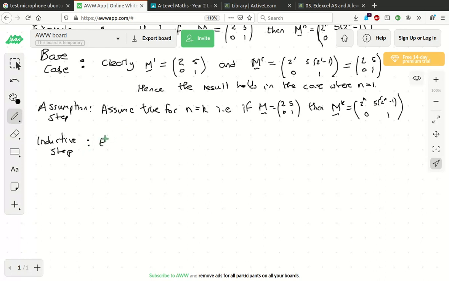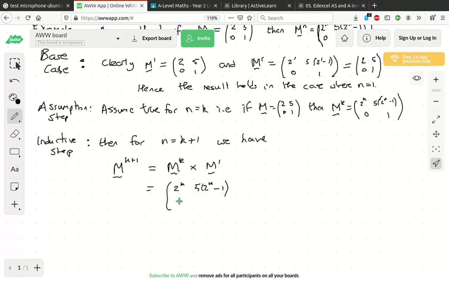Then for n equals k plus 1, we have... Now, we know what M to the k is, so I'm going to write M to the k plus 1. Well, that's the same as M to the k times by M to the power of 1, which is, of course, 2 to the k, because that's assumed to be true, 5 times 2 to the k minus 1, 0 and 1. I'm going to multiply that by 2, 5, 0, 1.